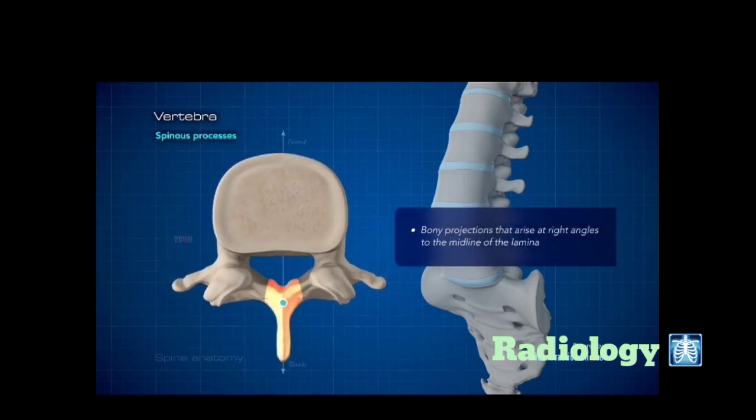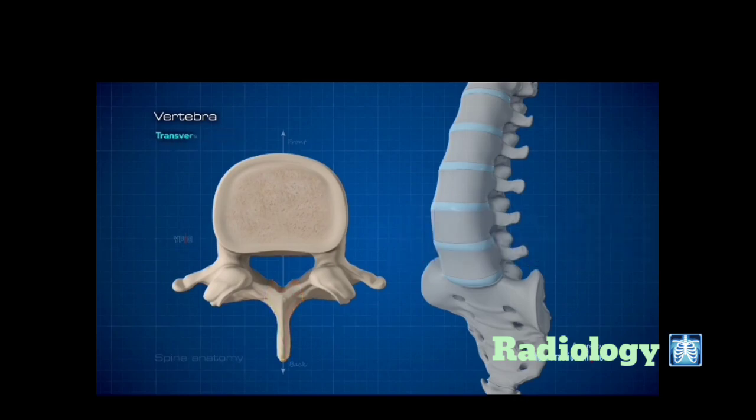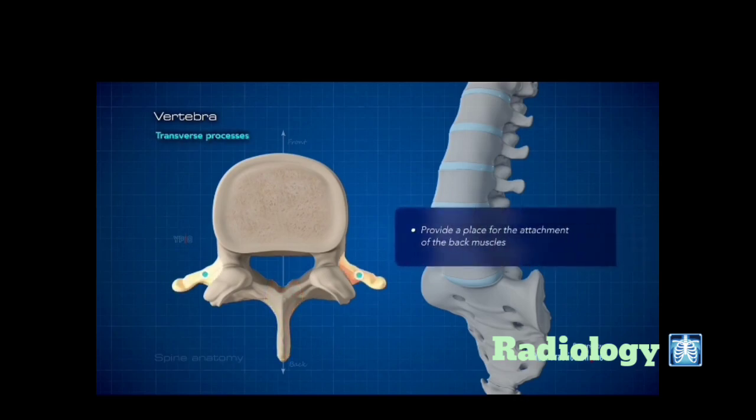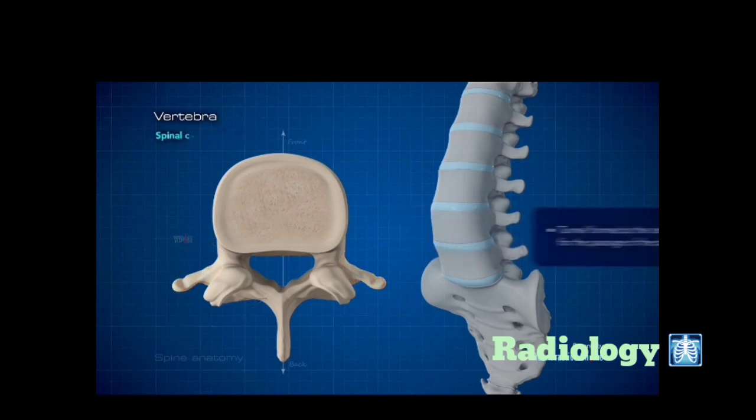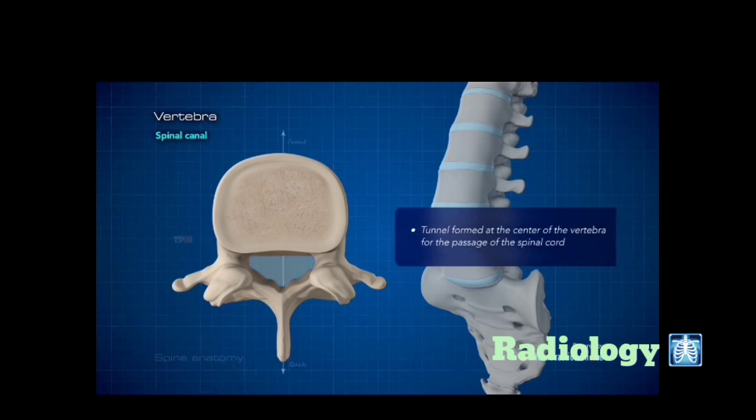Spinous processes. These are the bony projections that arise at right angles to the midline of the lamina. These projections can be felt when touching the back. Transverse processes. These are bony protrusions located at the junction of the pedicle and lamina. They provide a place for the attachment of the back muscles. Spinal canal. This is the tunnel formed at the center of the vertebra for the passage of the spinal cord.